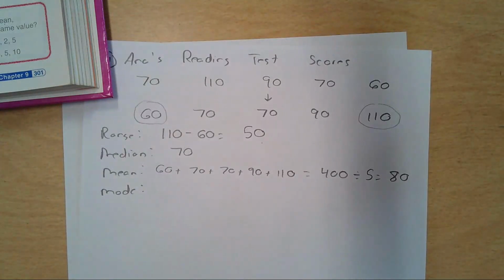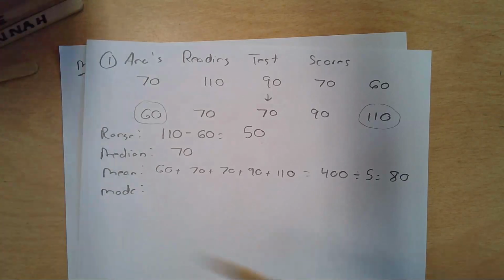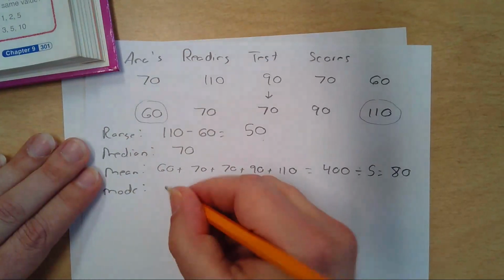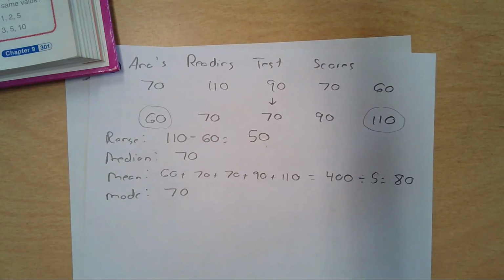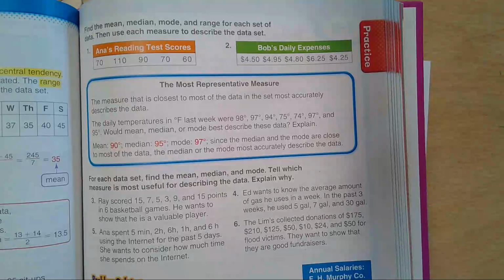And then the mode, Damien? 70. Right. The number that appears more frequently than any other, that happens to be 70. 70 appears twice.